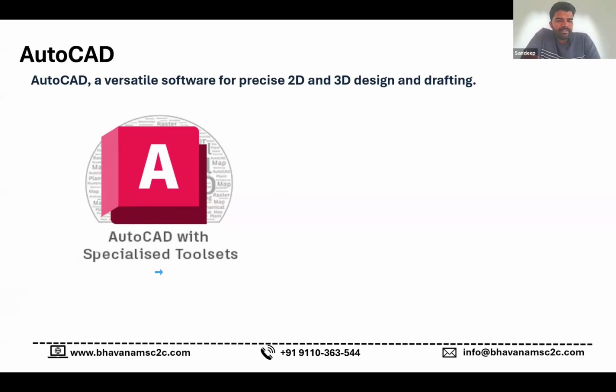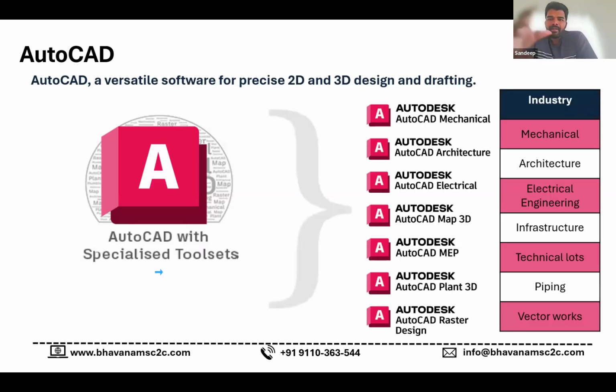Let's say I am a person with an architectural domain, architectural experience. I can work on the architecture type of AutoCAD. Similarly, if some other person works on the electrical part, and wants to draft every electrical part of the building or a particular floor plan, we can do that. That is also possible. So it supports multiple disciplines, such as you can see here, maybe architecture, mechanical, electrical, infrastructure, and technical lots will also be there. Piping will also be there. Raster will be there, right?